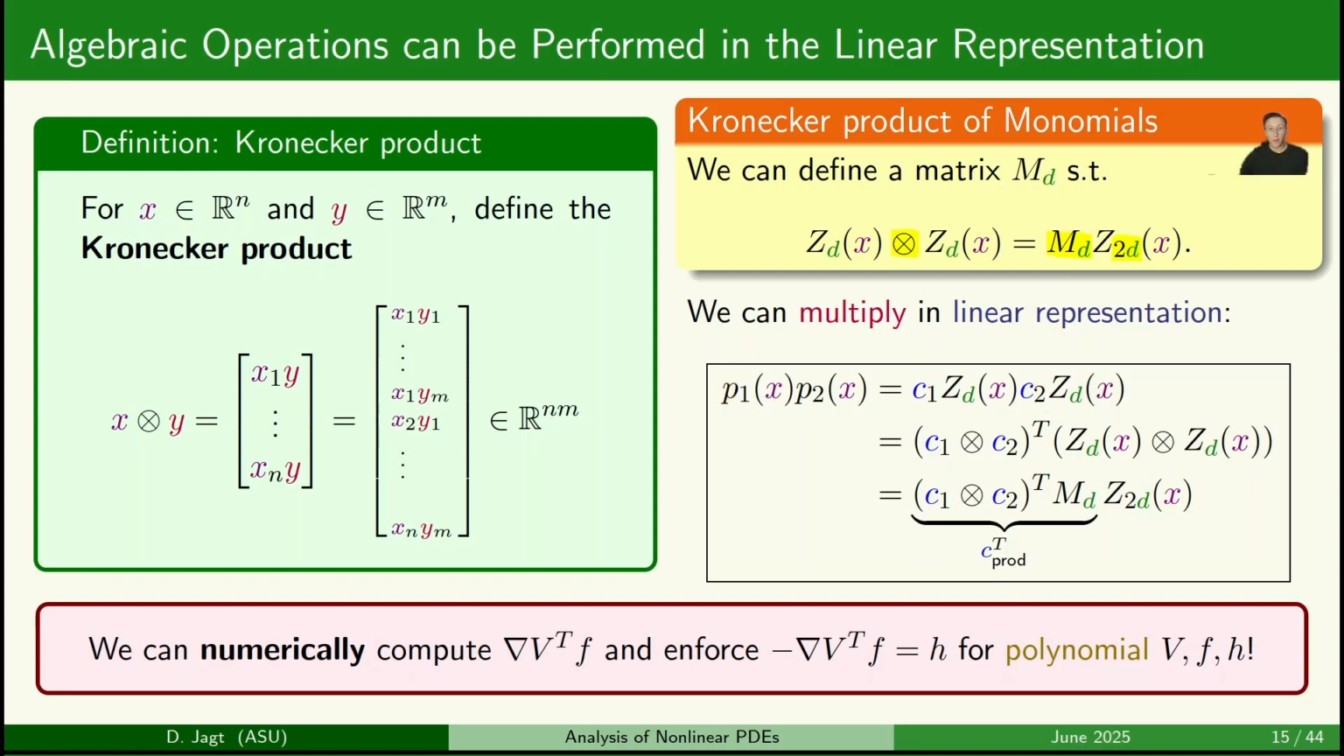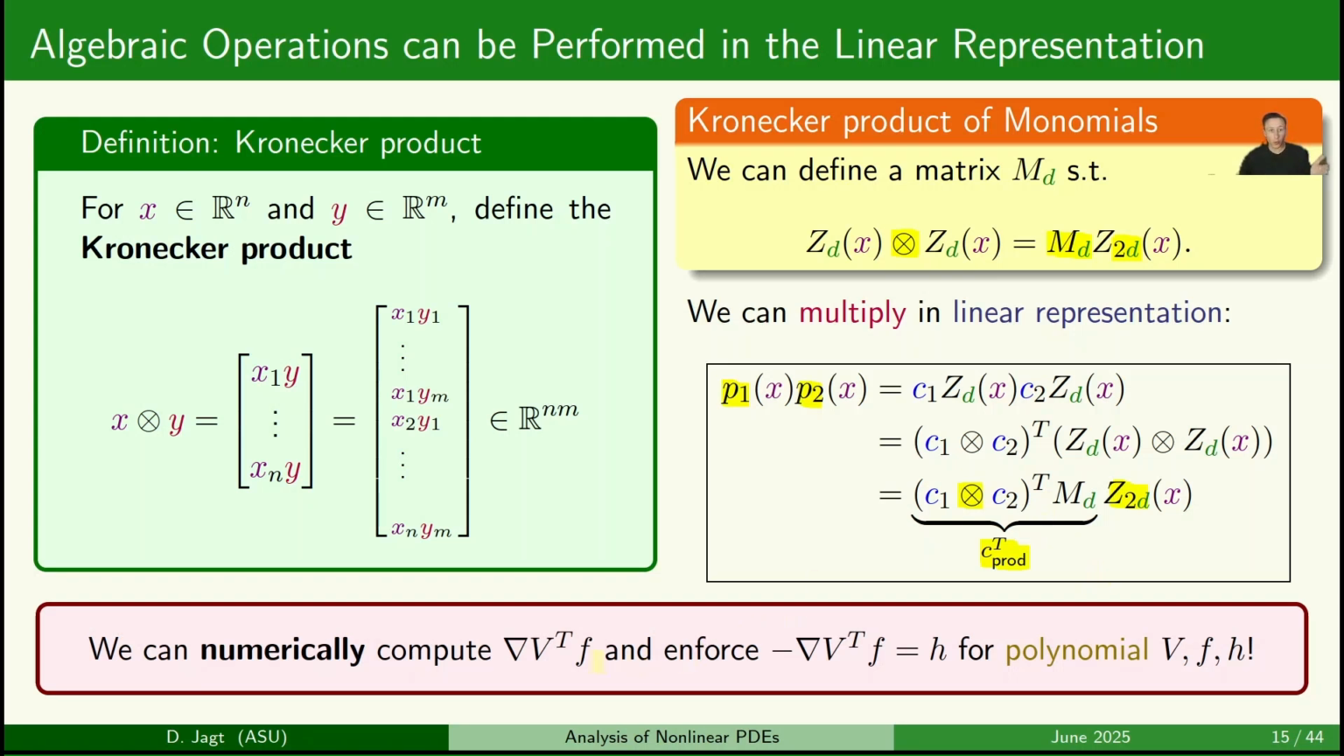So in this manner, we can express this product of these two polynomials in terms of this higher degree monomial basis in the linear representation, where we can compute the coefficients defining this product exactly. And moreover, we can compute them numerically, right? This Kronecker product and matrix vector multiplication can all be performed by a computer.